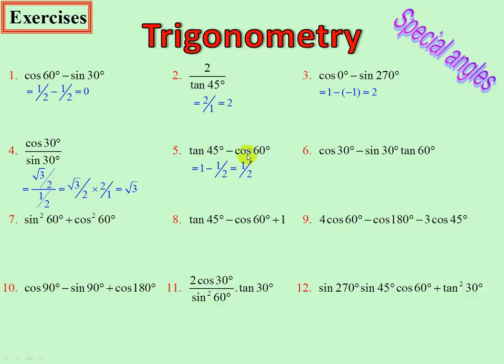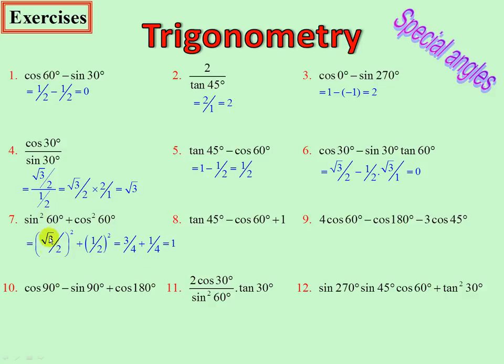1 minus a half. Root 3 over 2 minus a half times root 3 over 1. Now if you have a look, root 3 over 2 times a half, root 3 over 1 times a half gives you root 3 over 2. That's why we've ended up with 0.